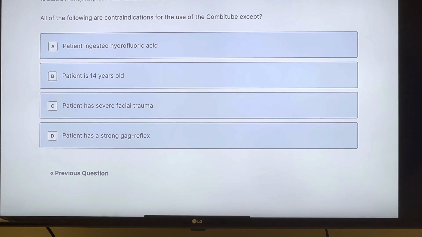We definitely get it, right? It might be the hydrofluoric acid thing. All the following are contraindications for the combi tube, except a patient who is 14 years old. What could that mean? Pick one. Roll with it. Patient has severe facial trauma, patient has strong gag reflex.